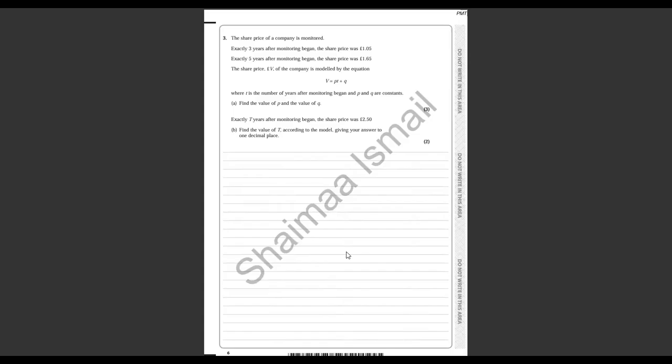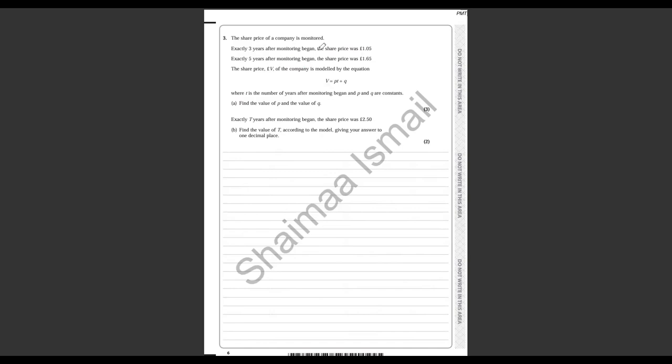Question 3. The share price of a company is monitored for exactly 3 years. After monitoring began, the share was 1.05. Exactly 5 years after monitoring began, the share price was 1.65. The share price, abbreviated V, of the company is modeled by the equation V equals PT, where T is the time, plus Q.